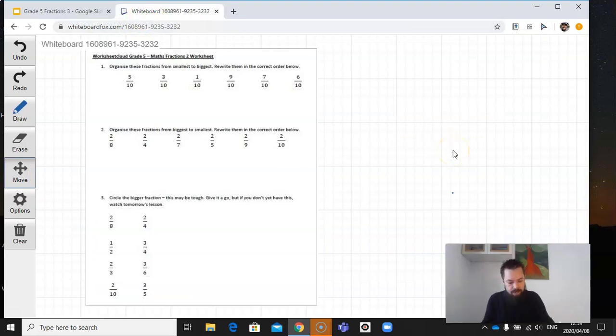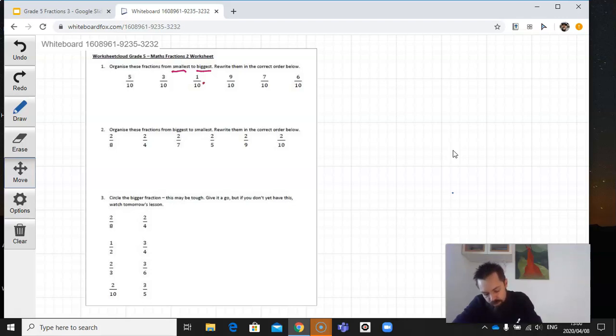Right, okay, having a look on my iPad. So you needed to organize these from smallest to biggest. So I think the first thing to make absolutely sure of is that it said from smallest to biggest. So we need to find the smallest fraction and go to the biggest fraction. All right, rolling up my sleeves. Okay, so if we're looking at these ones, all the denominators are the same. So we just look at the numerators, and if we're going from smallest to biggest, then our numerators are going to go from smallest to biggest.